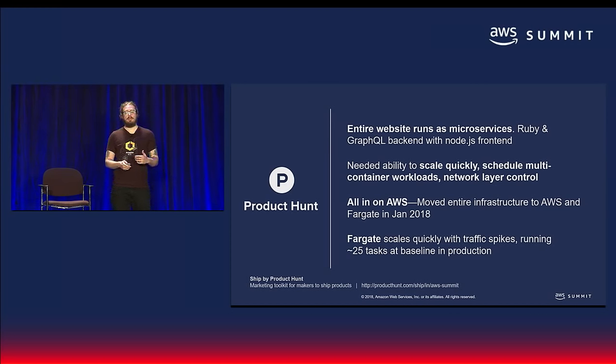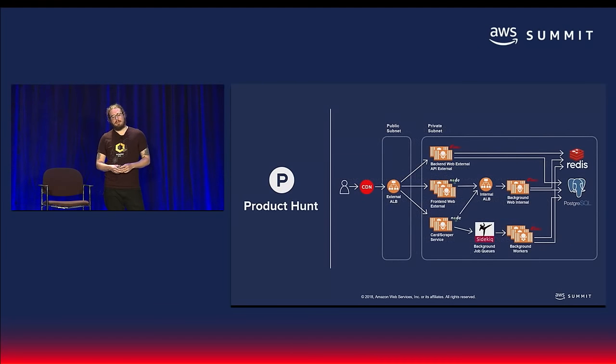And Fargate, for them, has helped them deal with traffic spikes. They started out running a baseline of 25 tasks, but as traffic blows up, let's say one of the products becomes very popular, they're able to scale it up very quickly. Here's what their application architecture stack looks like.